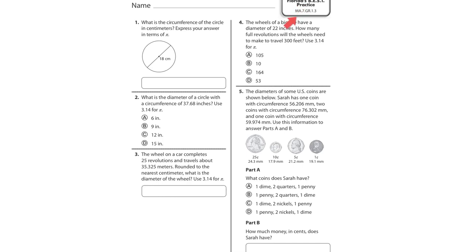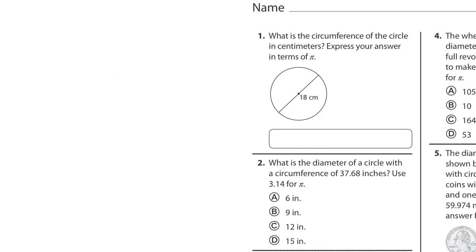Okay, for this video, we're going to work with MA7GR 1.3, and our problems are 1 and 2. Problem 1 says, what is the circumference of the circle in centimeters? Express your answer in terms of pi.